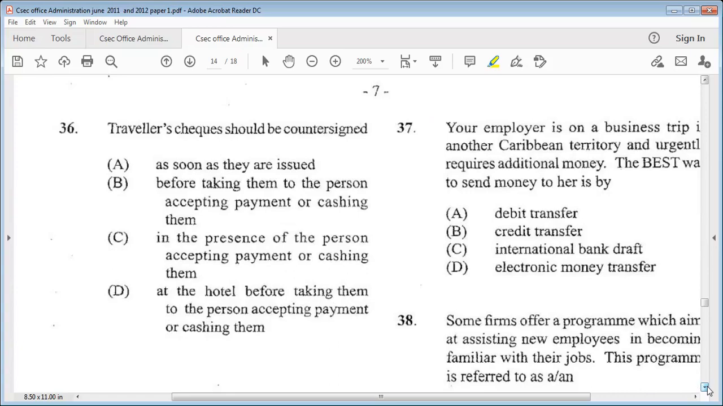It says, traveler's checks should be countersigned. A. As soon as they're issued. B. Before taking them to the person accepting payment or cashing them. C. In the presence of the person accepting payment or cashing them. Or D. At the hotel before taking them to the persons accepting payment or cashing them. Our answer would be C. Traveler's checks should be countersigned in the presence of the person accepting payment or cashing them.